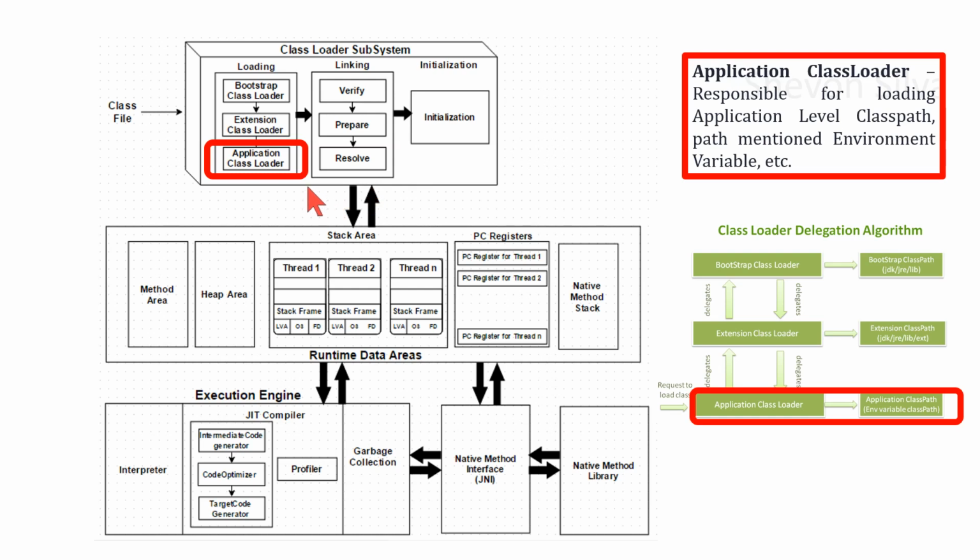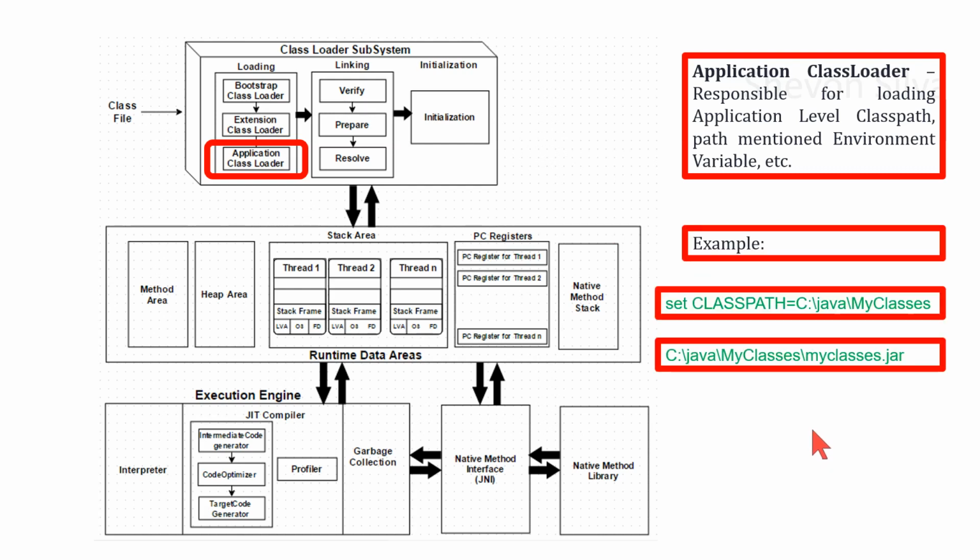Now we move to the application class loader. The application class loader is responsible for loading application level class path, mentioned in the environment variable, etc. The application class loader communicates with the extension class loader through delegates. By default, the class path is set to the current directory of the application. We can set the class path through the set classpath command.